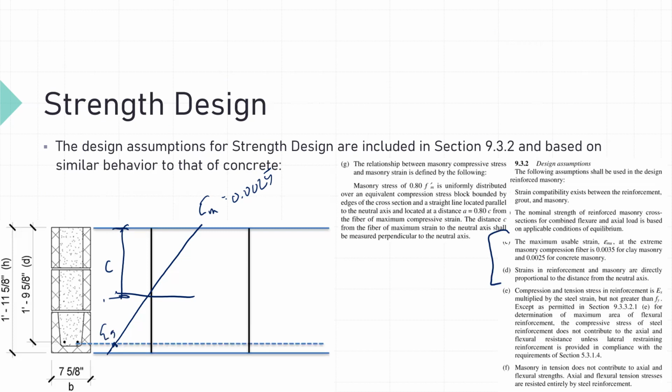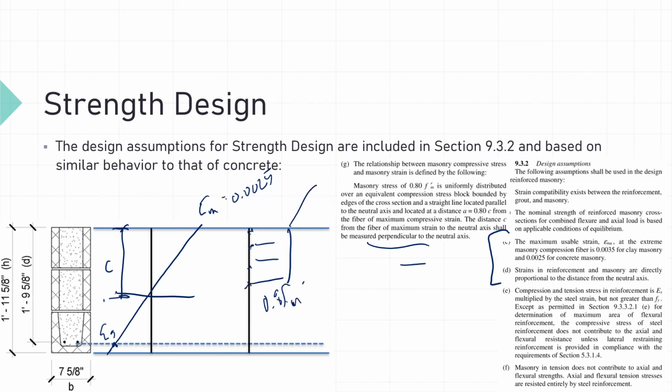And we'll talk about that throughout today's presentation because we do have limitations on maximum reinforcement in our strength design provisions. So that would be our strain diagram. And in terms of our stress diagram, we have this relationship here. It says masonry stress of 0.80 times f'm is uniformly distributed over an equivalent compression stress block. And so we would have a uniform stress here equal to 0.80 times f'm.